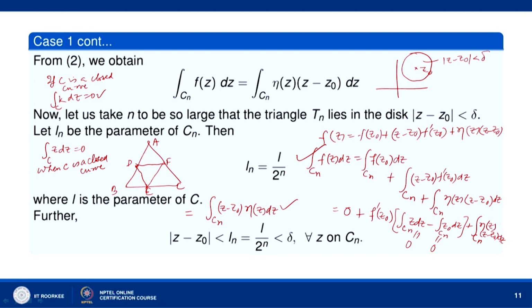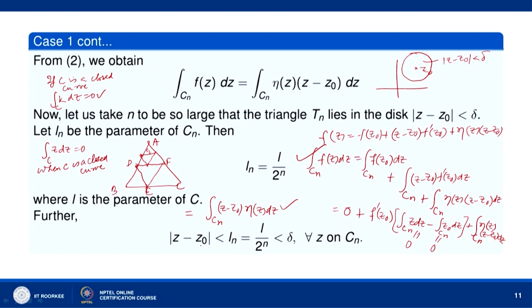Now let us say C1 is that triangle along which the integral of f(z) has the largest value. Again you join the midpoints here, you get this. Since the perimeter of ADF is L by 2, the C2 triangle will be that triangle along which the integral of f(z) has the maximum value. If C2 is this triangle, its perimeter will be half of the perimeter of ADF, that means L by 2 squared. So when n equals 2, you get Ln equal to L by 2 squared. So in general Ln will be equal to L by 2 to the power n, where Ln is the perimeter of Cn.